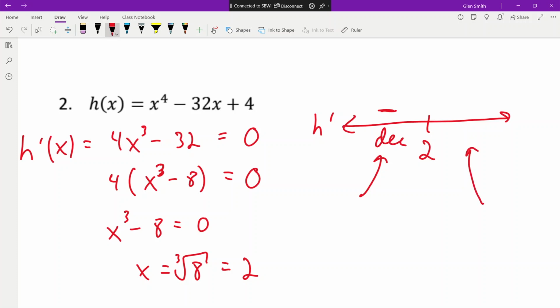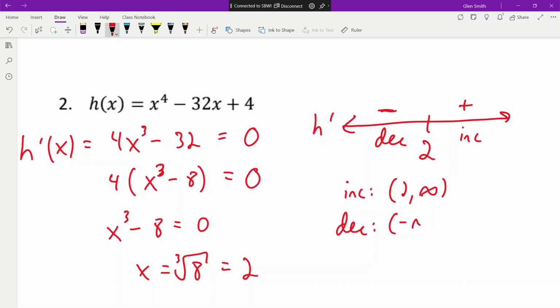If you plug a number into this interval, 10, you're going to get a positive value in h prime. So that means we're increasing. So that means h is increasing from 2 to infinity. It's decreasing from negative infinity to 2. And there's a relative max nowhere. And there's a relative min at 2, comma.